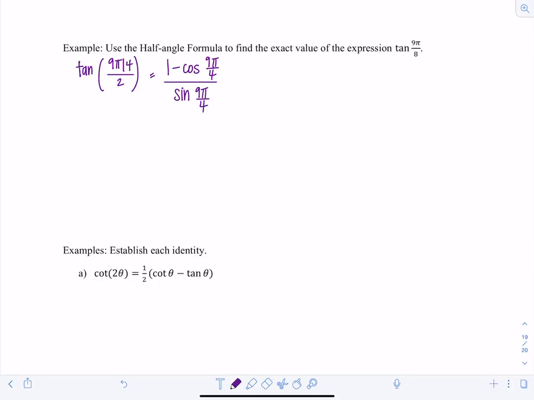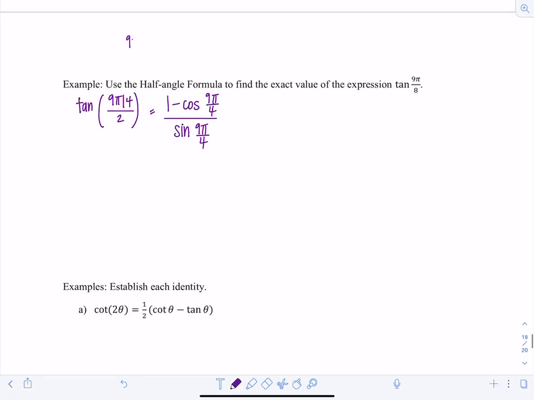Now remember, 9 pi over 4 is larger than 2 pi. So if I subtract 2 pi, which is 8 pi over 4, I get pi over 4. So that means 9 pi over 4 and pi over 4 are coterminal. So they'll have the same values for sine, cosine, tangent on the unit circle.